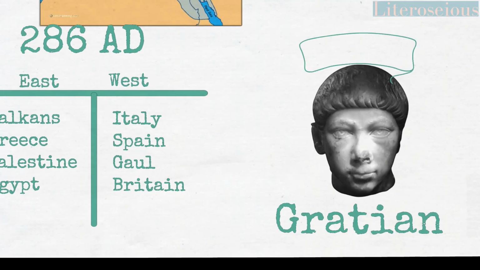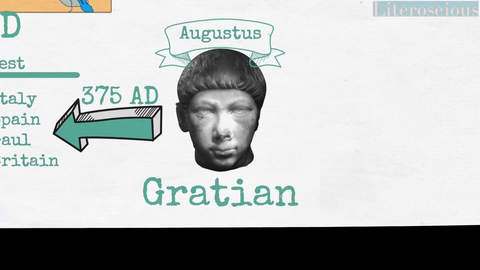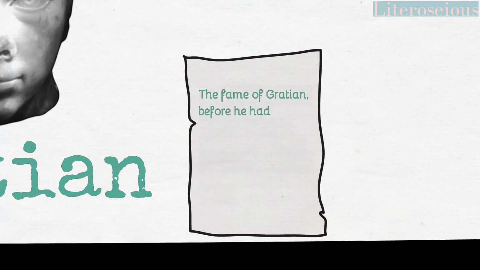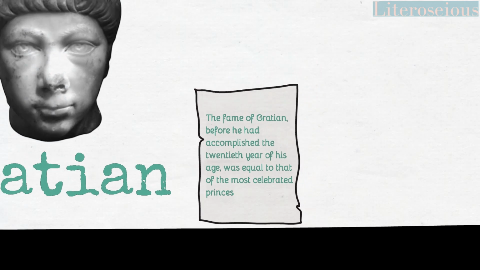Valentinian I. Gratian was raised to the rank of Augustus in the year 367 AD and took over the Western government 8 years later in 375 at the age of 26 upon the death of his father. The early days of his rule were rather glorious. To put it in the words of Gibbon, the fame of Gratian before he had accomplished the 20th year of his age was equal to that of the most celebrated princes.